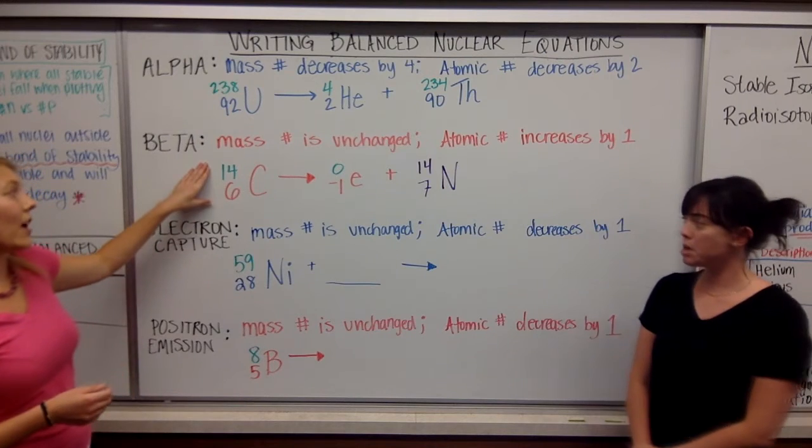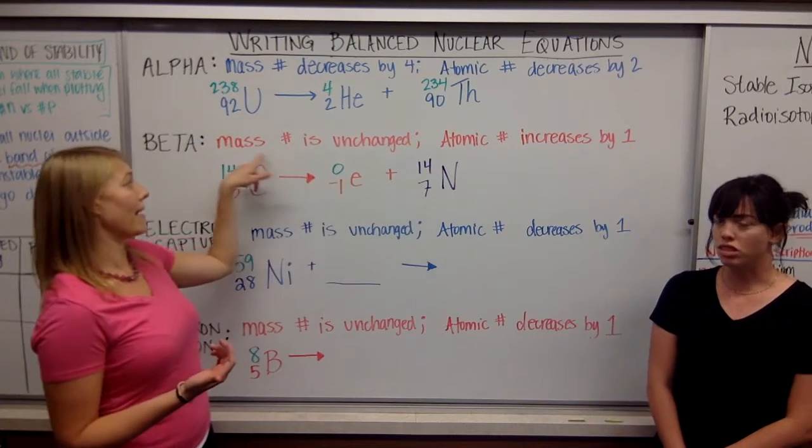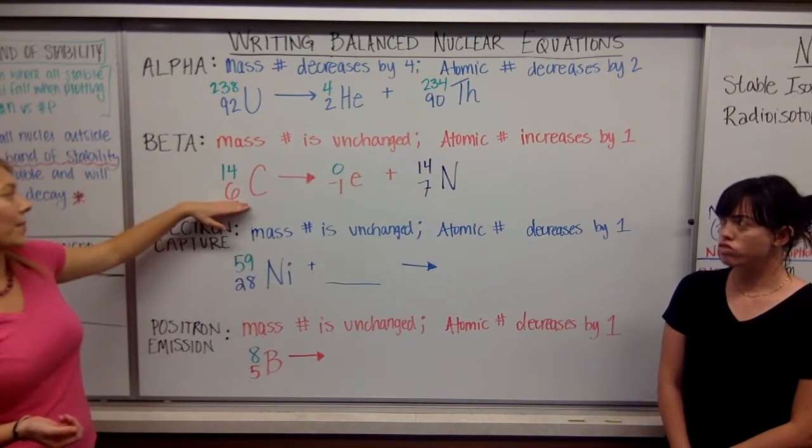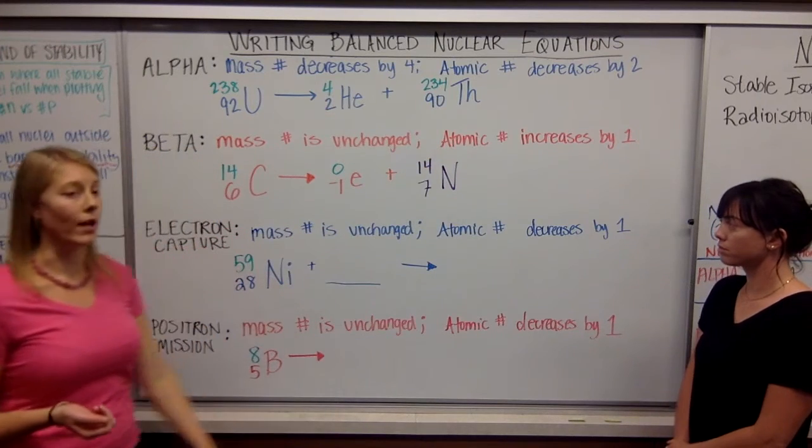In beta decay, our mass remains unchanged. Notice that we go from 14 to 14. Mass is unchanged. The atomic number here has gone from 6 to 7, all right? So it's increased by 1.